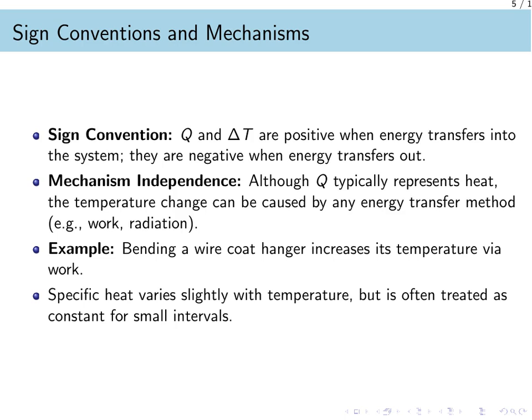It is essential to follow a consistent sign convention when calculating energy transfers. The energy Q and the change in temperature are considered positive when energy is transferred into the system, and they are negative when energy is transferred out. While Q often represents heat, a change in temperature can be caused by any method of energy transfer, such as work or radiation. For example, if you repeatedly bend a wire coat hanger, its temperature increases because you are performing work on it. While specific heat can vary slightly depending on the temperature, we often treat it as a constant value when dealing with relatively small temperature intervals.